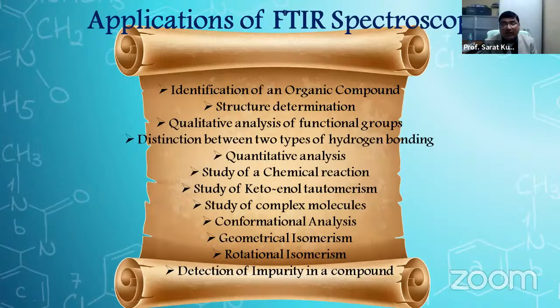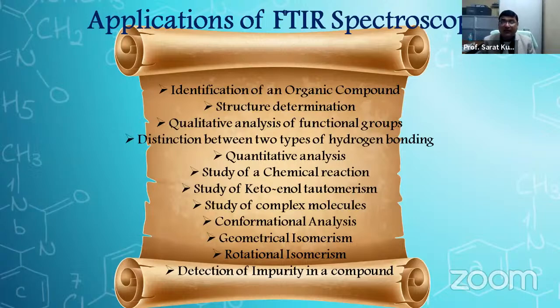The identification of organic compounds, definitely structural determination. Again, I'm telling you, infrared spectroscopy alone is not sufficient for elucidation of the structure. You have to take NMR and mass, because the environment cannot be distinguished by FTIR alone. Then quantitative analysis of the functional groups can also be done. The distinction between the two types of hydrogen bonding, intra and inter hydrogen bonding, can also be identified in FTIR spectroscopy. Qualitative analysis can also be done.